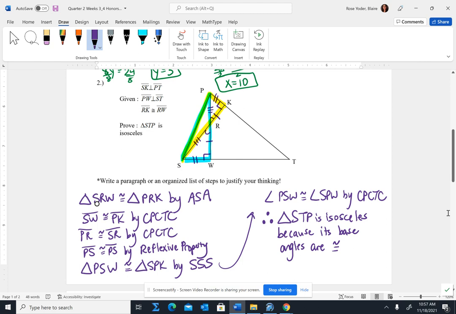So sometimes you need to prove one set of triangles just so that you can steal stuff from them in order to prove another set of triangles congruent in order to prove a conclusion. So that's what made that proof a tricky one.